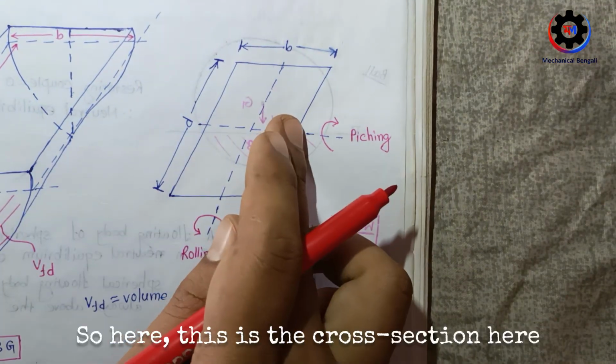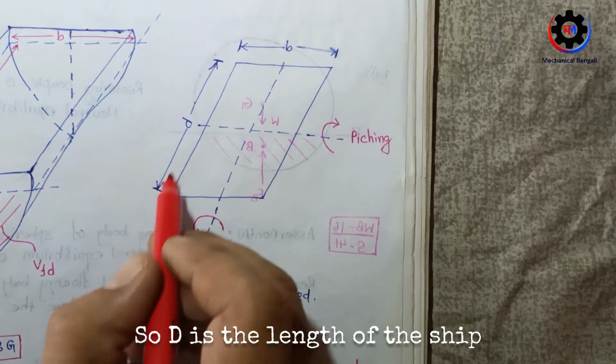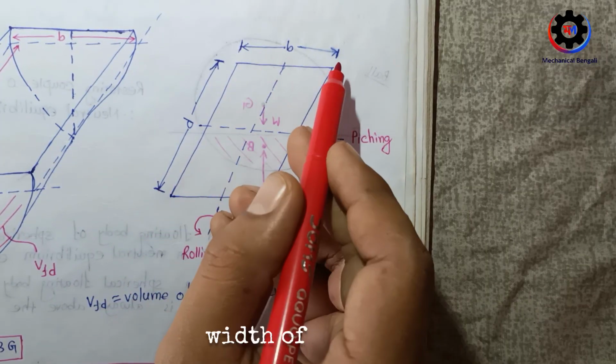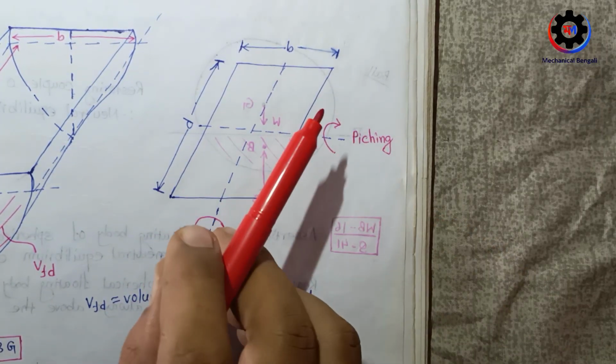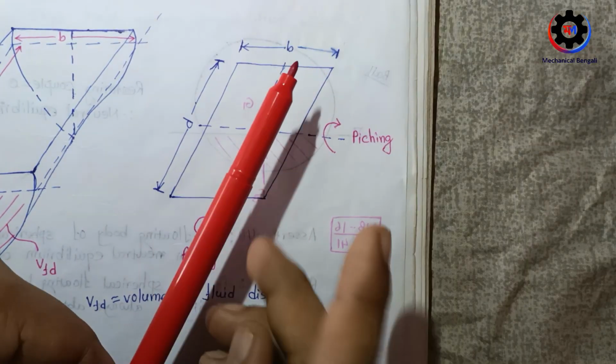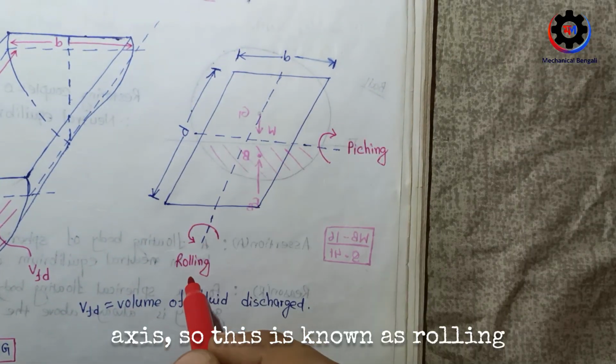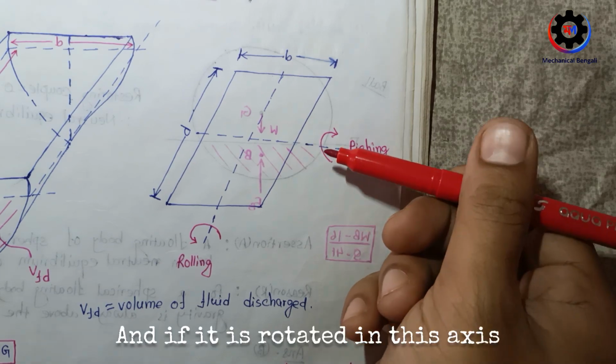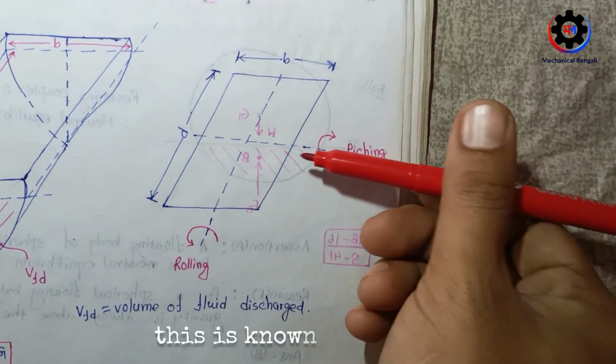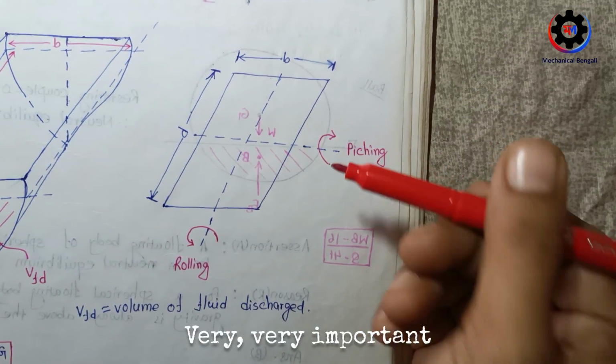So here this is the cross section. D is the length of the sieve and B is the width of the sieve. Now if the sieve rotates about this axis, this is known as rolling, and if it is rotated about this axis, this is known as pitching. Remember this point, very very important.